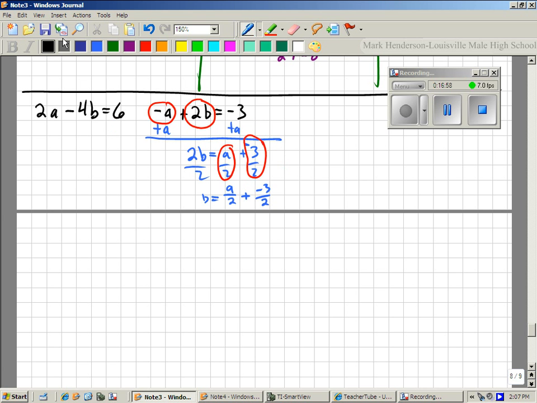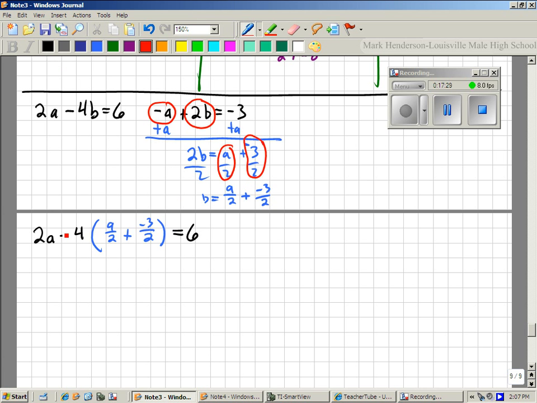All right, so what I'm going to do, I'm going to put that into this one for b. So I'm going to have 2a minus 4 times a over 2 plus negative 3 halves, and that's going to still equal 6. So just hang with me for another minute. We're almost done.